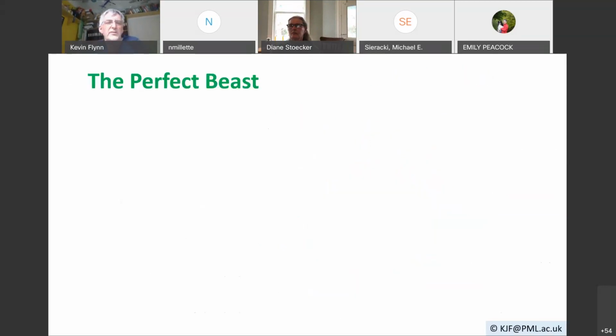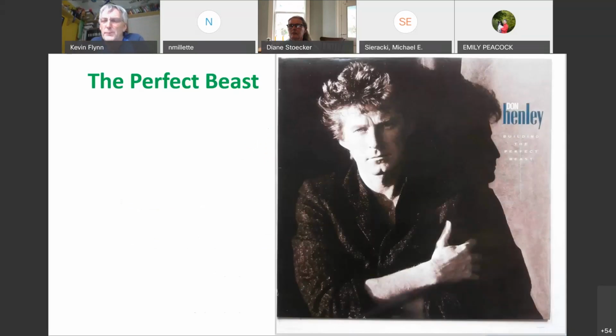When we started sticking these things together, just to explain where Perfect Beast comes from, this is Don Henley of the Eagles, and he wrote this album, Building the Perfect Beast, which just happened to be playing at the time we were sticking these things together. So that's where that comes from.